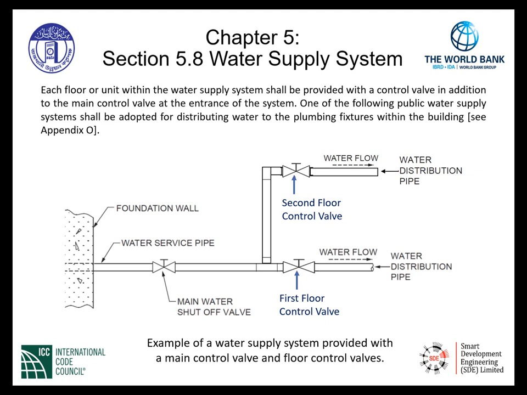In the graphic below, we see the water service pipe coming from the city water main. We have a main water shutoff valve, and as the water piping connects the first floor and the second floor levels, we have separate control valves. So this is an example of a water supply system provided with a main control valve and separate floor control valves to control the water flow at each floor elevation.